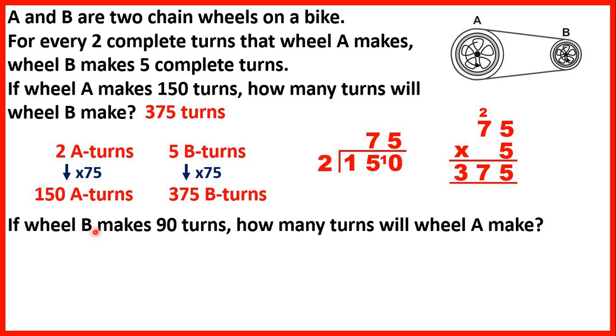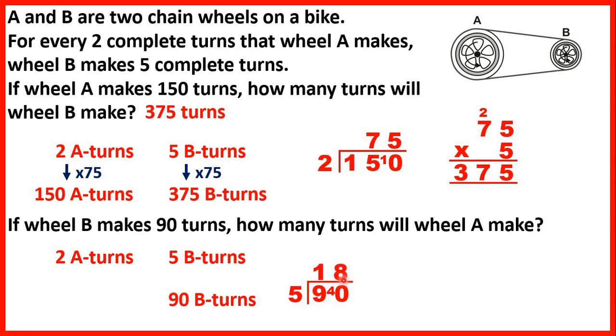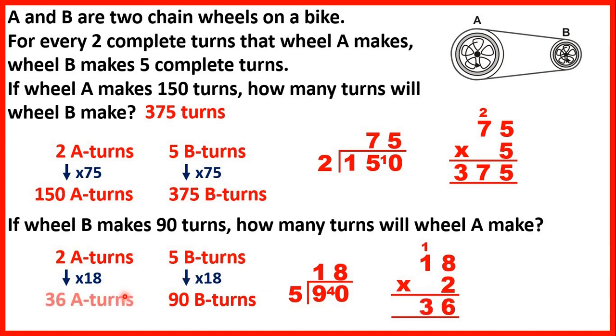Now, if wheel B makes 90 turns, how many turns will wheel A make? So here again we have 2 complete turns that wheel A makes for 5 complete turns that wheel B makes. But this time we're told that wheel B is making 90 turns. So this time we need to think 5 times what is 90? Well, if we divide 90 by 5, we get 18. So that means 5 times 18 is 90. So we do the same to the A turns, and 2 times 18 is 36. So our answer is 36 turns.